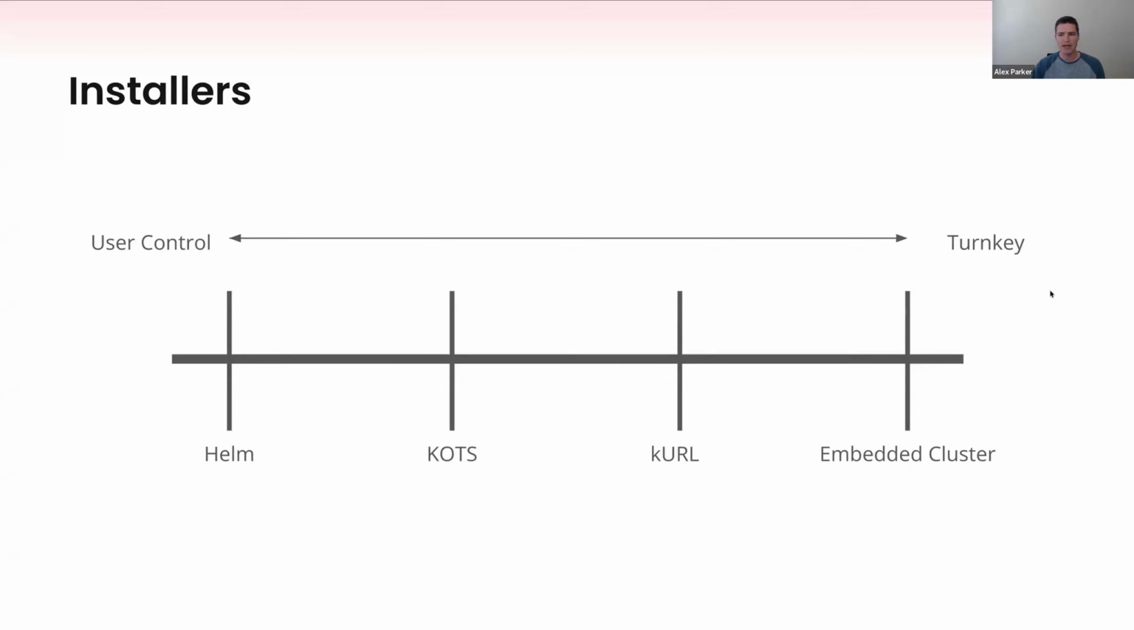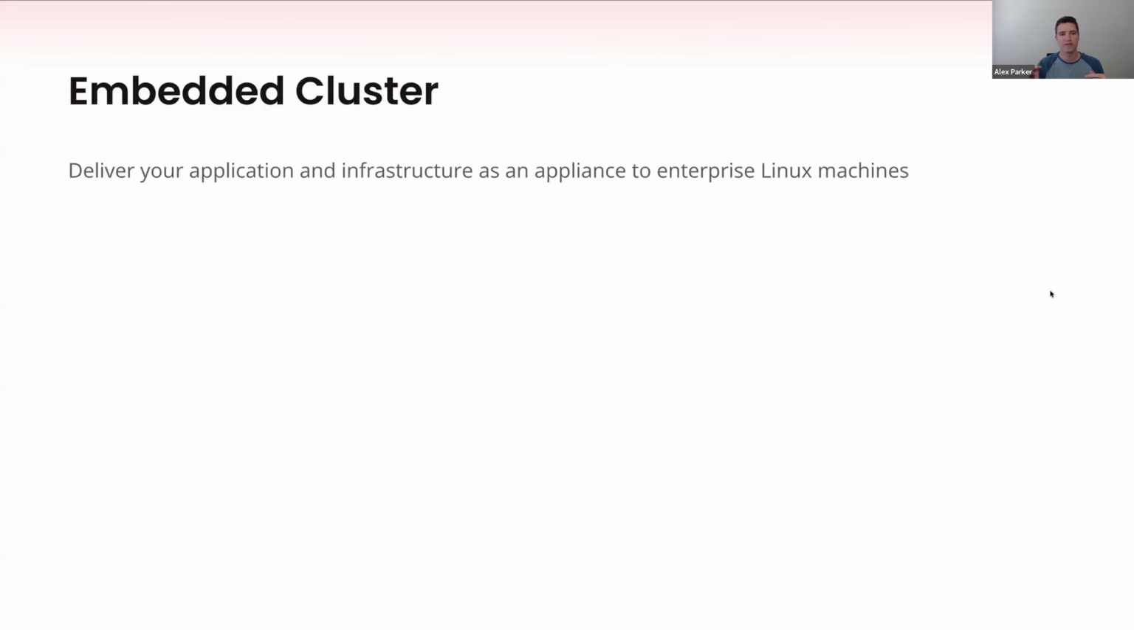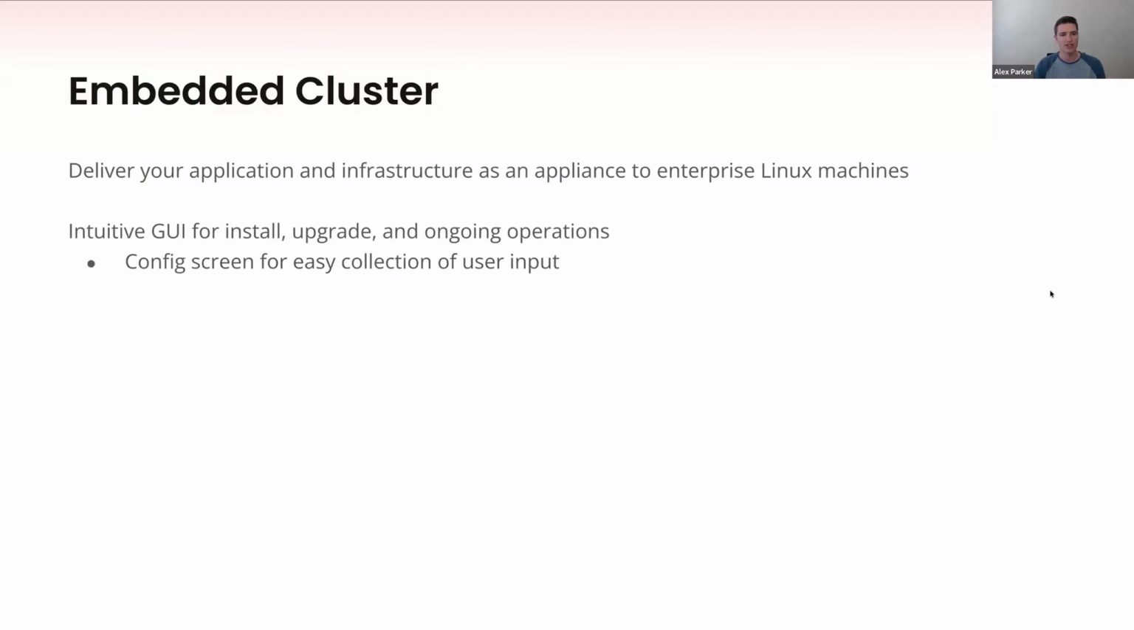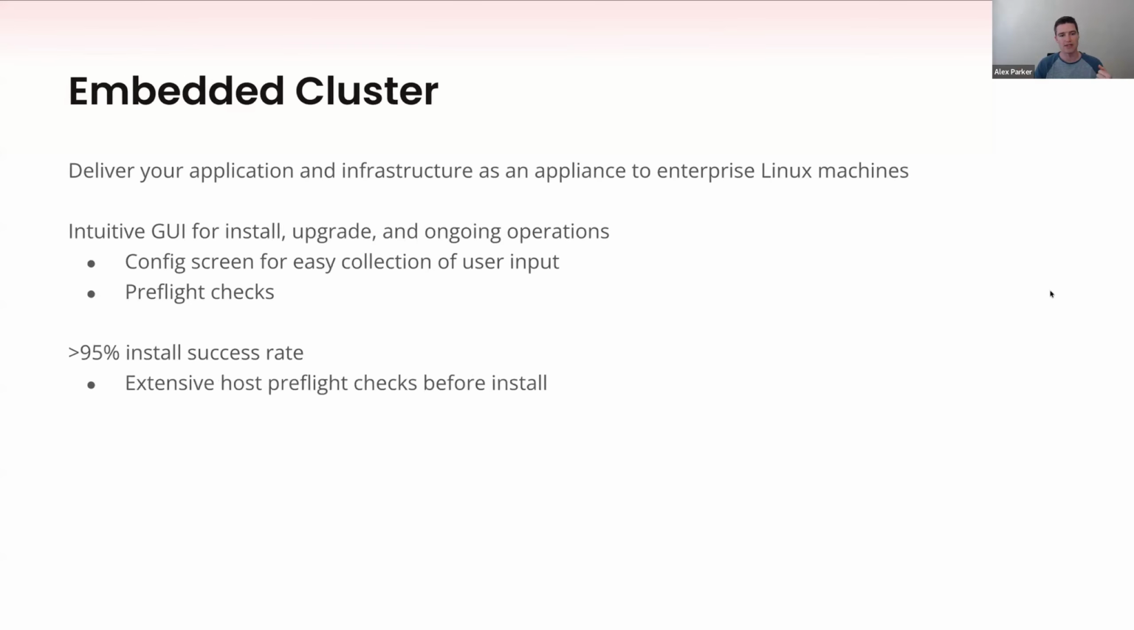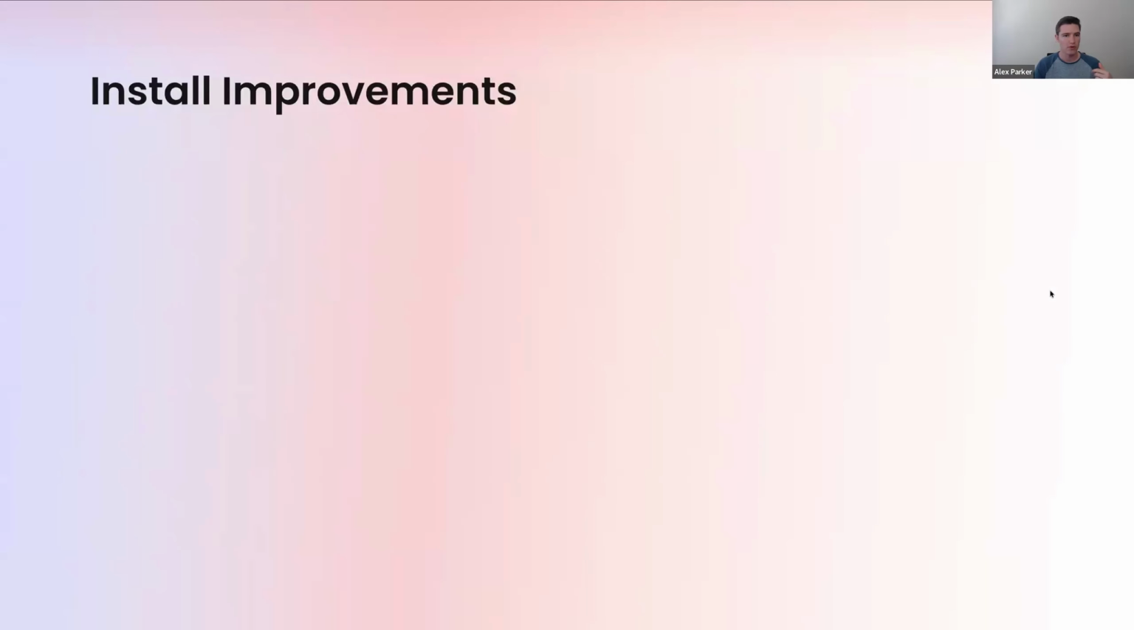Embedded Cluster is a way to deliver your application and infrastructure as an appliance to enterprise Linux machines. It's a real turnkey solution with a GUI for installing and upgrading and other ongoing operations. You get a config screen to collect their input, and it runs pre-flight checks. In the field, we've seen over 95% install success rate with Embedded Cluster, so it's very successful at installing into enterprise environments, thanks to things like extensive host pre-flight checks that run before install and give actionable instructions if any of those pre-flights fail, so that you can rectify those problems before moving forward with the install.